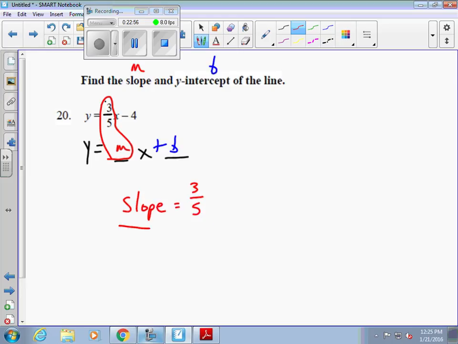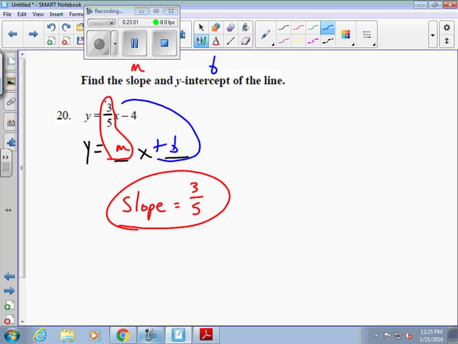And again, this is going back a lot. For us, this ought to be easy for you. And your y-intercept is this one right here. Remember, the sign goes with it. It says plus b. Your y-intercept is negative 4.